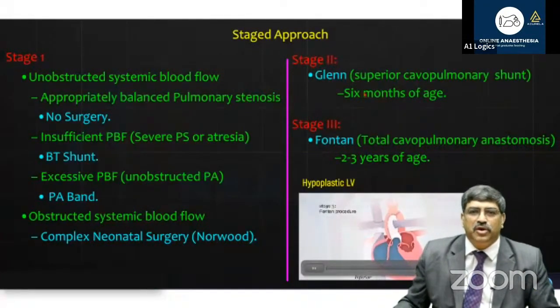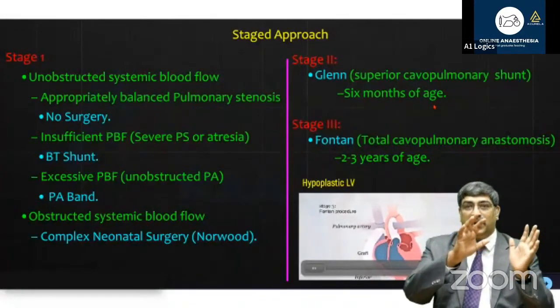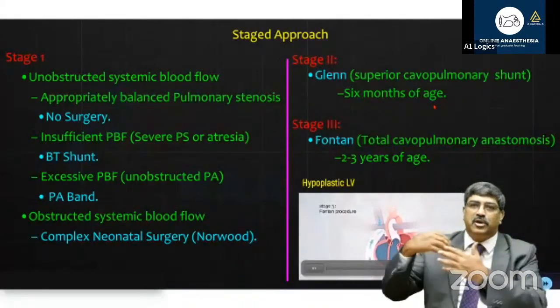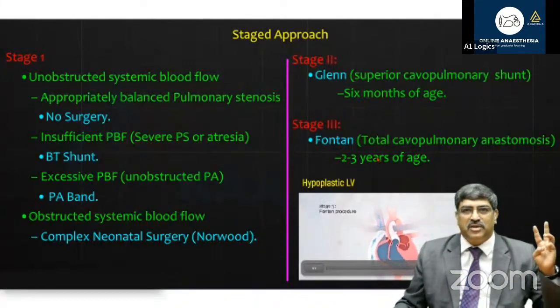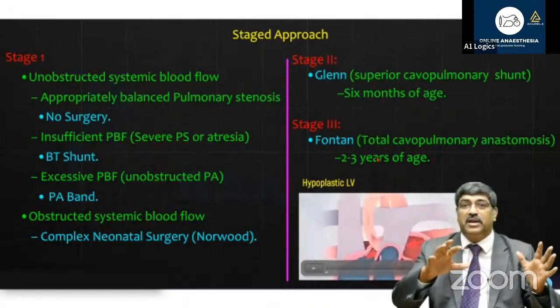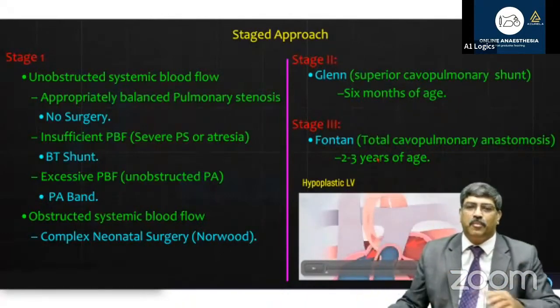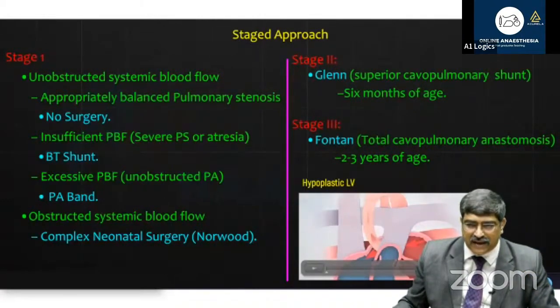In stage 2, you do what is called a Glenn procedure, where you divert the blood from the SVC, the upper part of the body, to the pulmonary circulation. And you do what is called a completion Fontan, which is stage 3, where you divert the entire venous system, both from the SVC and IVC, to the pulmonary circulation, which is usually done at 2 to 3 years of age.